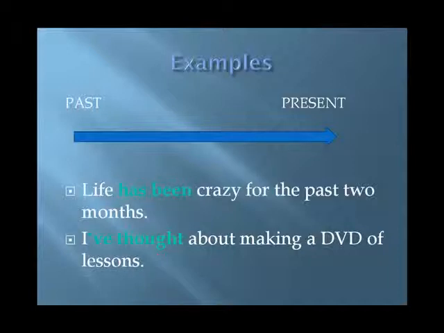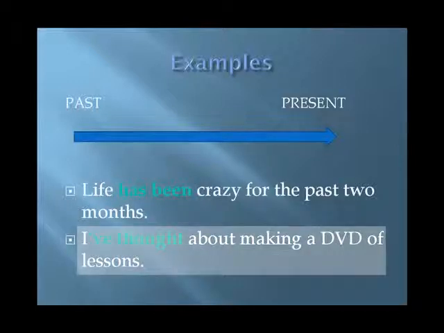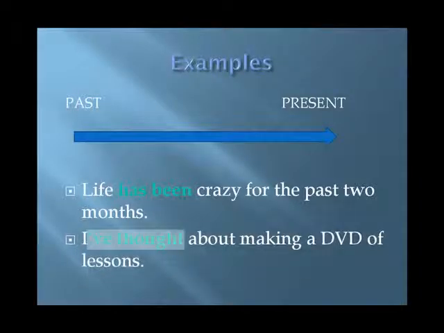Second example, I've thought about making a DVD of lessons. Here, by using the present perfect, I'm telling you that I had this thought in my mind in the past, and I continue to have it in my mind now, in the present.